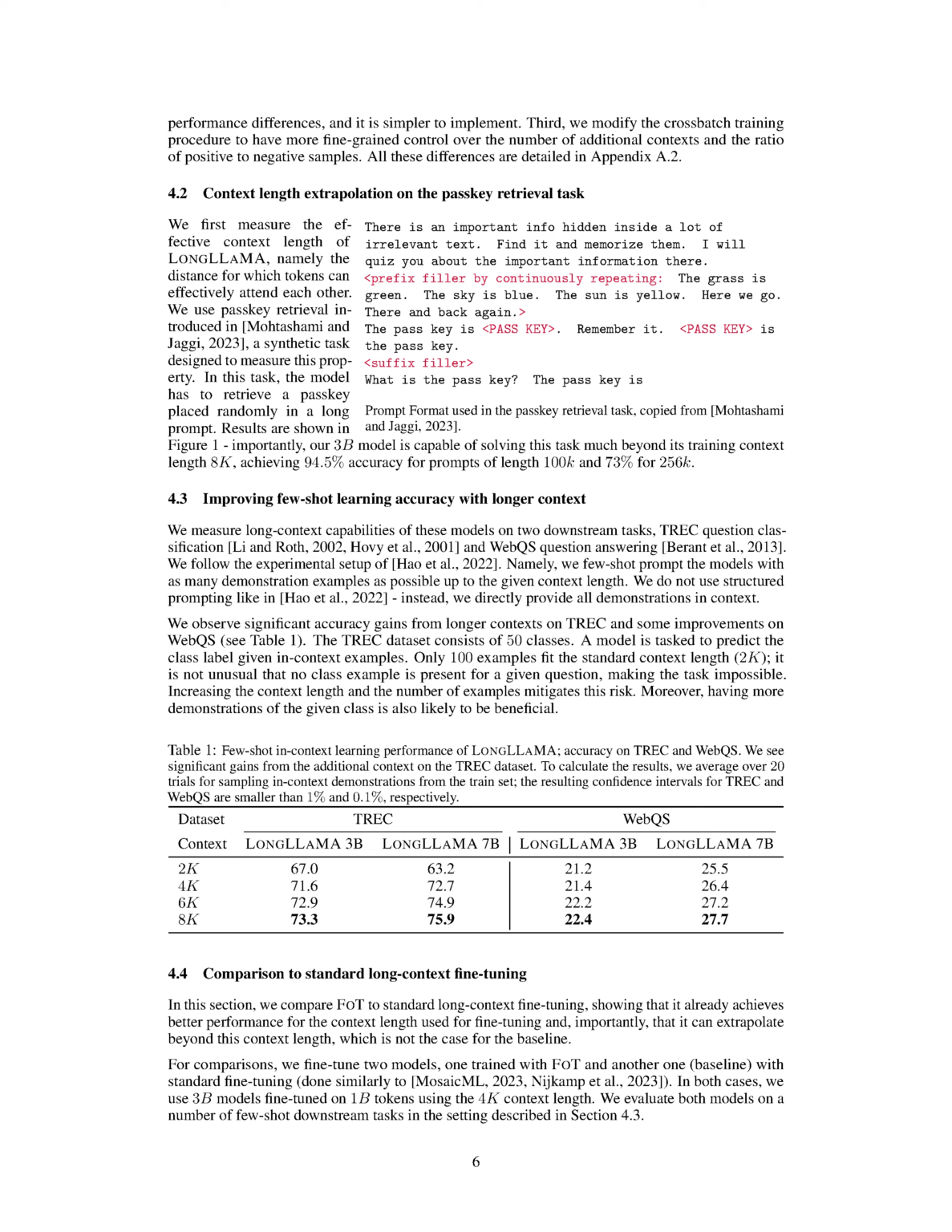We then compared our few-shot optimization training (FOT) approach to standard long context fine-tuning. We found that FOT not only performs better for the context length used for fine-tuning, but it can also extrapolate beyond this context length, which the baseline model cannot do. For this comparison, we fine-tuned two models, one using FOT and the other, the baseline, using standard fine-tuning. Both models were 3 billion parameter models fine-tuned on 1 billion tokens using a context length of 4,000 tokens.